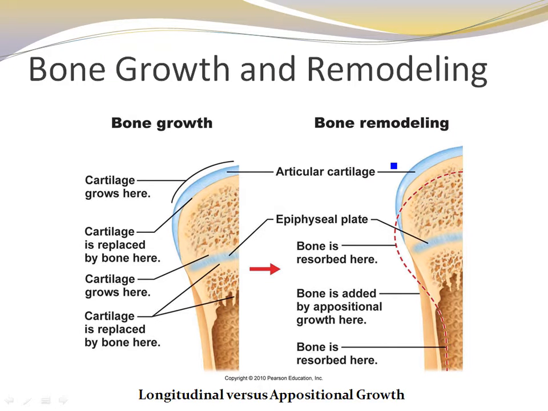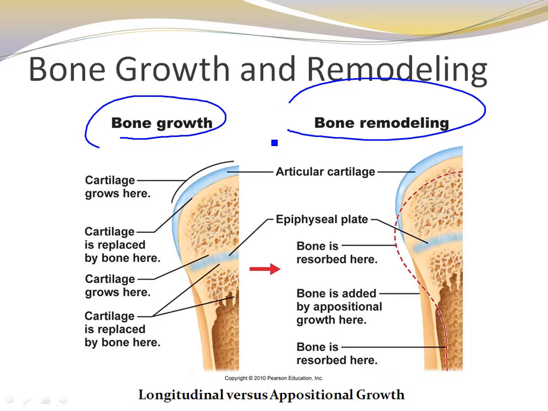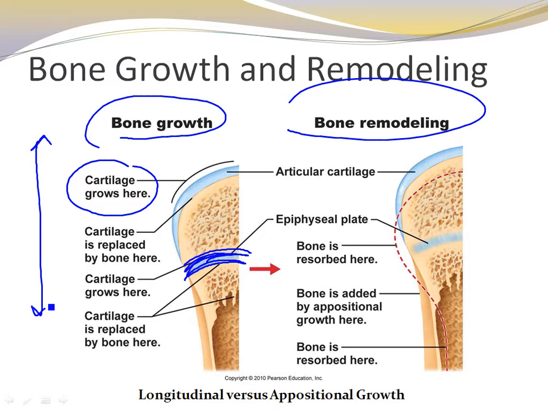Let's see, and this last little diagram from your textbook shows you some other aspects of bone growth and bone remodeling. Most important things here, cartilage can grow, and that's especially important here in the epiphyseal plates. That will continue until that gets ossified, and that's important for lengthwise growth.